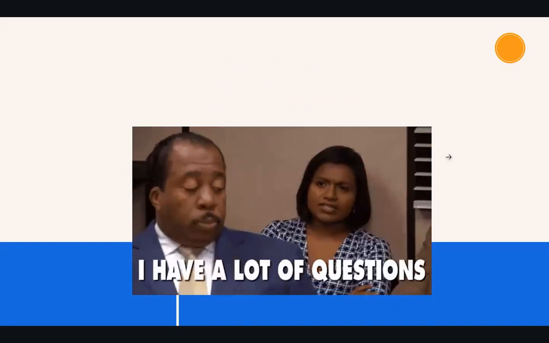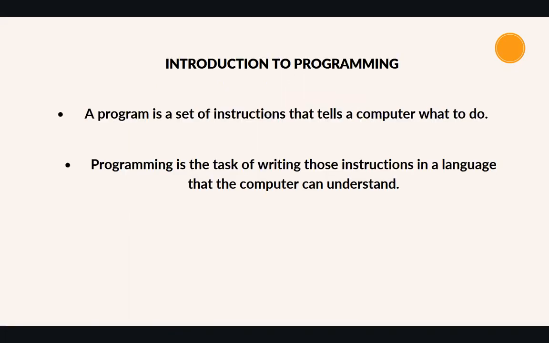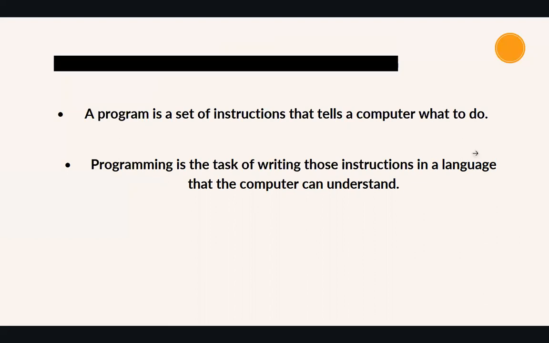Okay, cool. So just to recap some of the things we spoke about last week, we spoke about what a program is. We said that a program is a set of instructions that tells a computer what to do. We spoke about the fact that a computer can only do the things that we tell it to do. So by programming, we are essentially writing a set of instructions for our computer to know what to do. So programming is the task of writing those instructions in the language that the computer can understand.